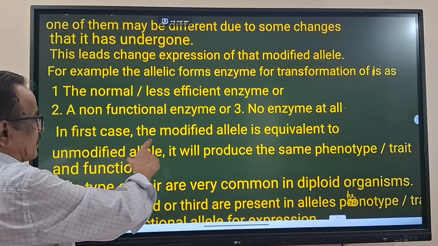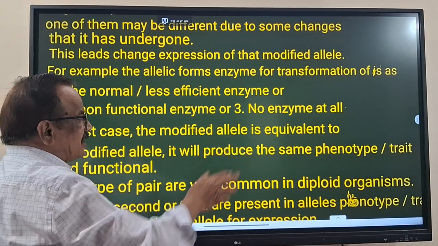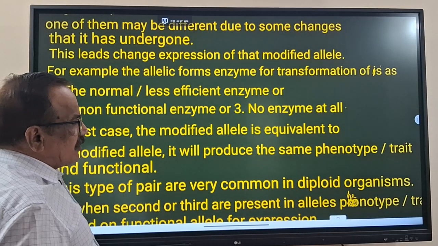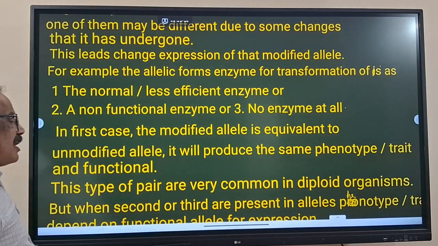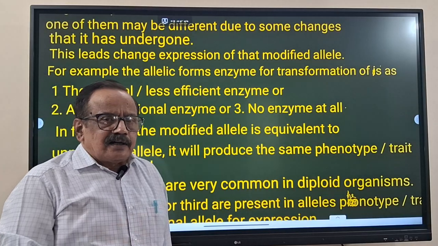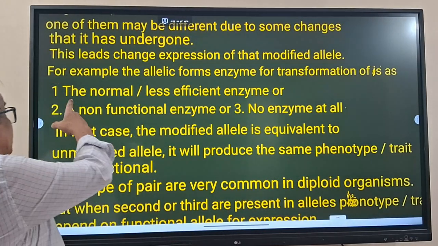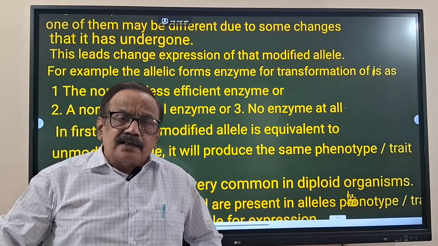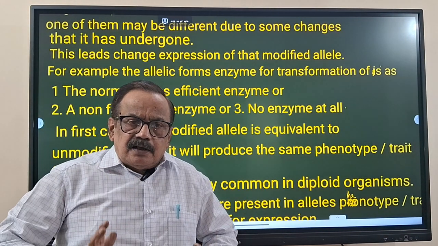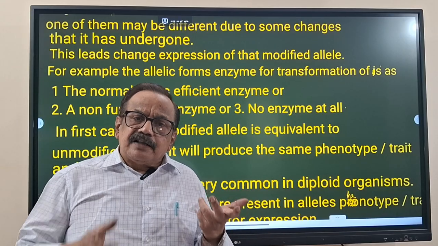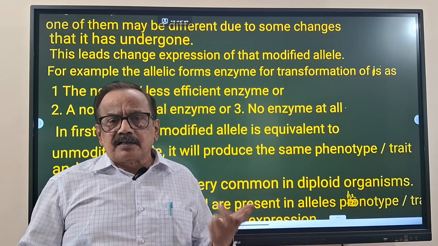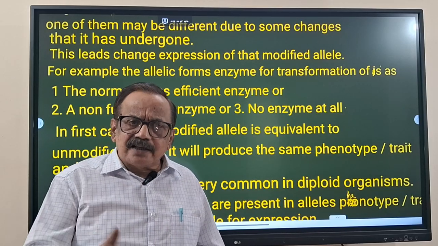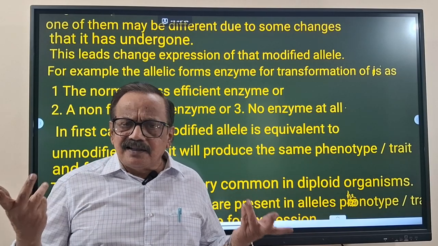Now, in the first case, the modified allele is equivalent to the unmodified allele. It will produce the same phenotype, trait, and function. That was already told. What is the first case? The normal or less efficient enzyme. The trait is tallness. For example, if it is producing the normal enzyme, then tallness. Modified and less enzyme producing darkness. Like that, if you think, then you can understand very easily.